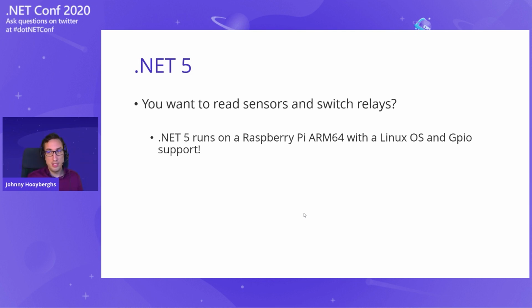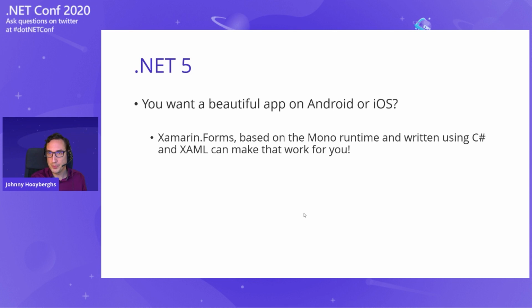So this Raspberry Pi is a 64-bit ARM device. So it's a different processor architecture than what a regular PC uses, but .NET 5 runs perfectly fine on that. It runs Linux and it has GPIO support, which means I can write C# code that actually uses those general purpose input and output ports, and I can put signals on them. I can read signals from them. I can do whatever I want with them.